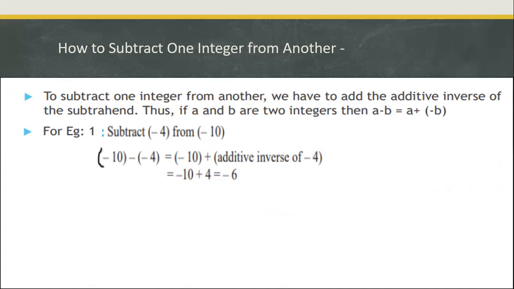How to subtract one integer from another? To subtract one integer from another, we have to add the additive inverse of the subtrahend. Thus, if a and b are two integers, then a - b is equal to a + (-b). For example, subtract -4 from -10. -10 - (-4) is equal to -10 plus the additive inverse of -4, which is -10 + 4, equal to -6.